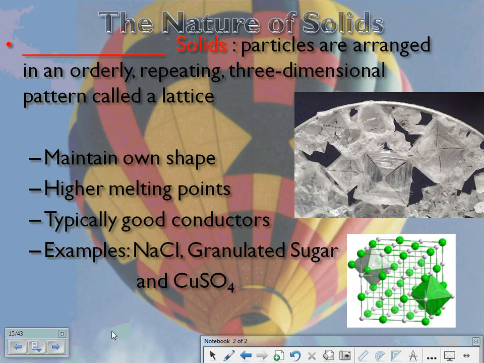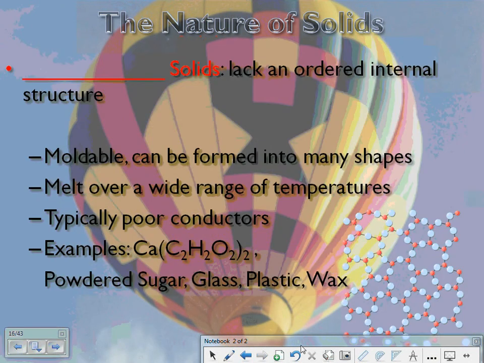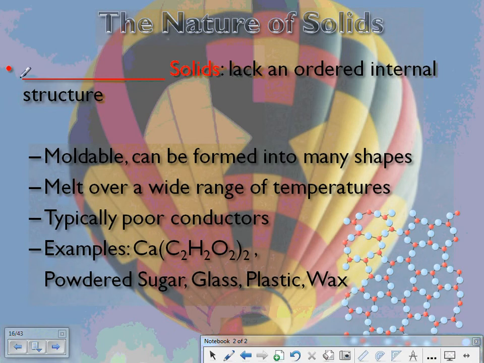But let's look at a different kind of solid, the kind that lacks an ordered internal structure. What do you think that is? That means it doesn't have a crystal, and so it doesn't have its own shape, so you can form it into another shape. Right, exactly. We call these amorphous solids. If I can spell this correctly, does that look right to you? We'll check later. Amorphous solids don't really have a shape of their own because they don't have a crystal structure.